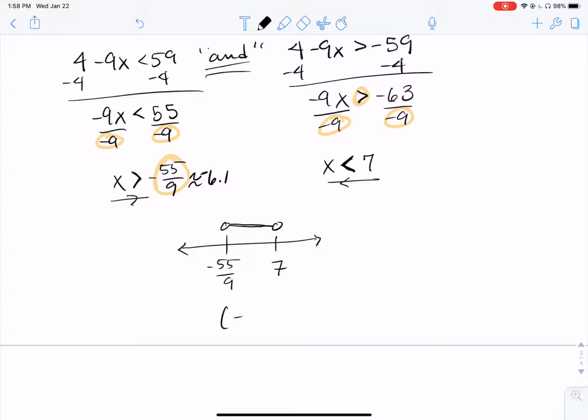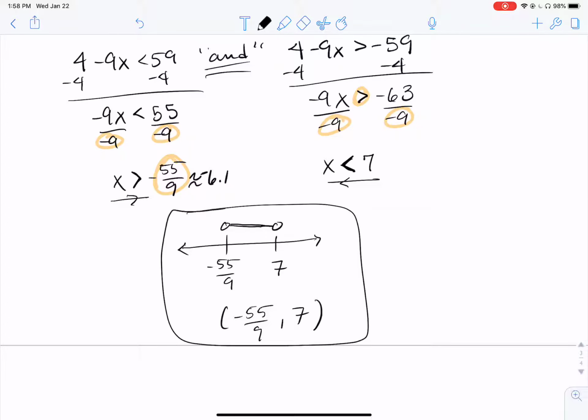And as an interval, you would use parentheses instead of the brackets. And it would be all the numbers in between. So from negative 55 over 9 to positive 7. And that's your solution.